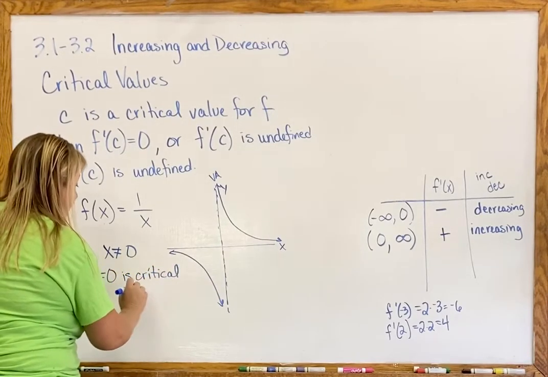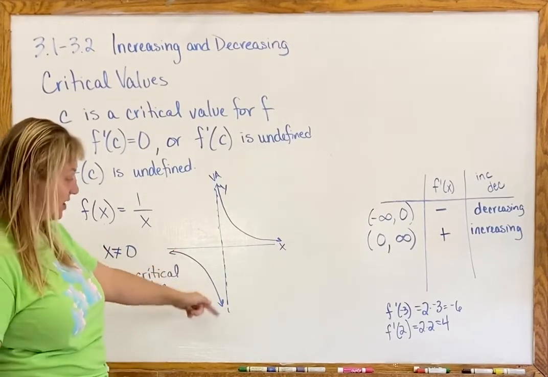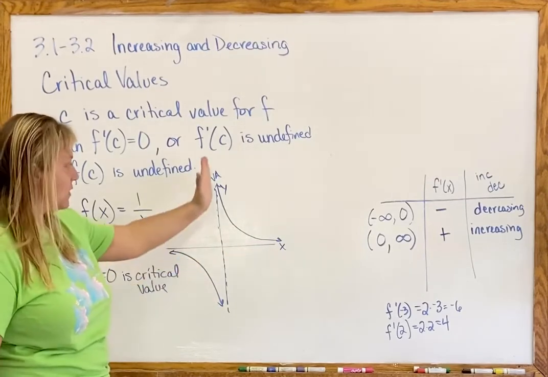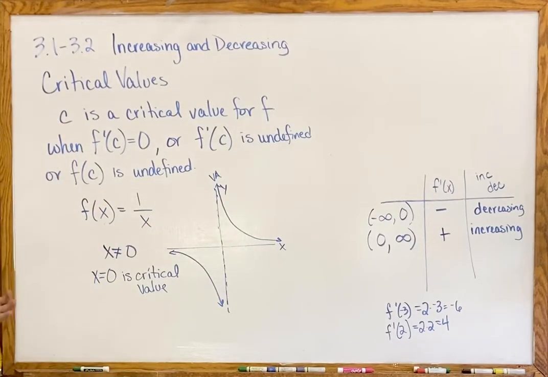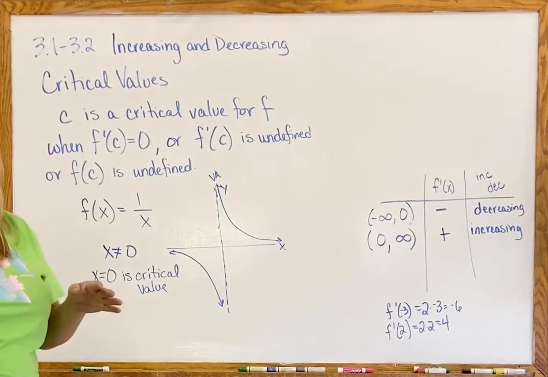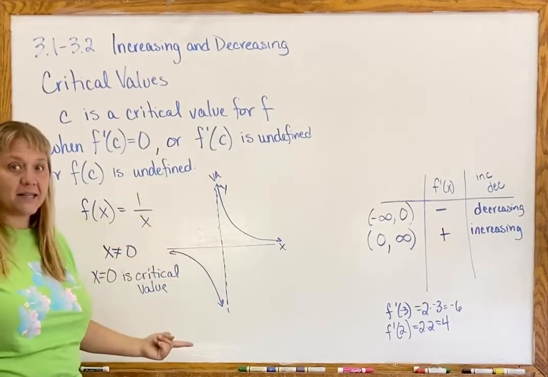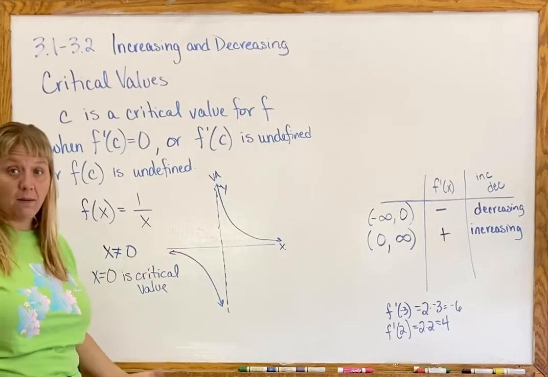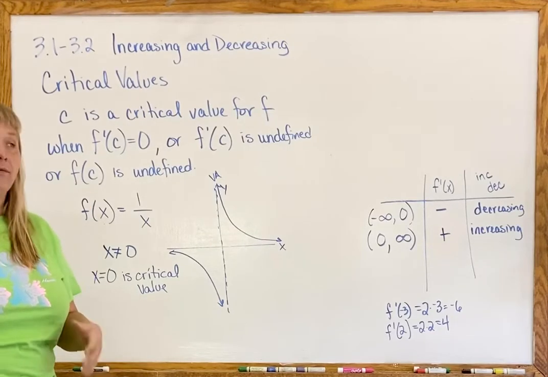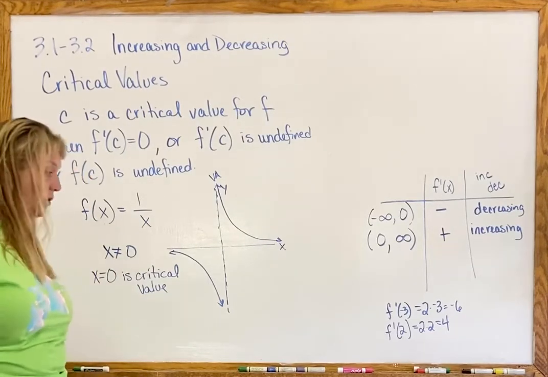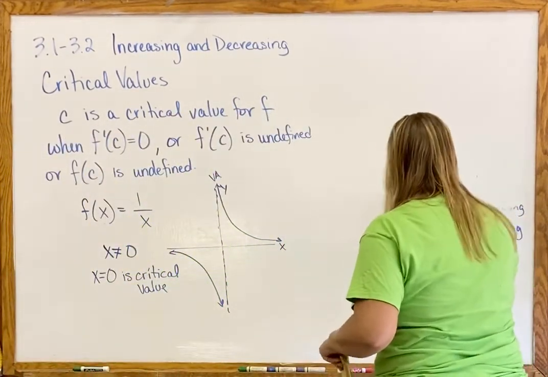Now, there's nothing going on in the function at that point, but does something critical happen? Is there a definite change in the graph? At 0, the graph goes from being down here to being up here. So the critical values can be where we change from increasing to decreasing or decreasing to increasing, or they can be things like an asymptote or a hole or a jump. So where something special is happening in the graph, that's going to be a critical value. Let's practice a little bit with critical values here.